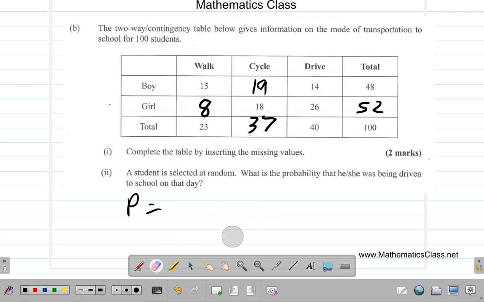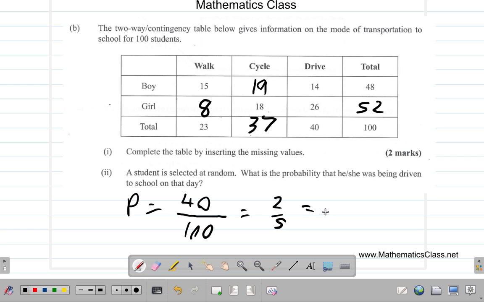That is just one way I put probability. But anyway, the probability that he or she is being driven is what you want to look at. So driven, 40 of them driven. What is the probability that he or she is being driven? So it's the number driven over the total 100. So in this case, I could put 4 over 10, that is 2/5. The probability is 2/5. You can put it as a fraction.